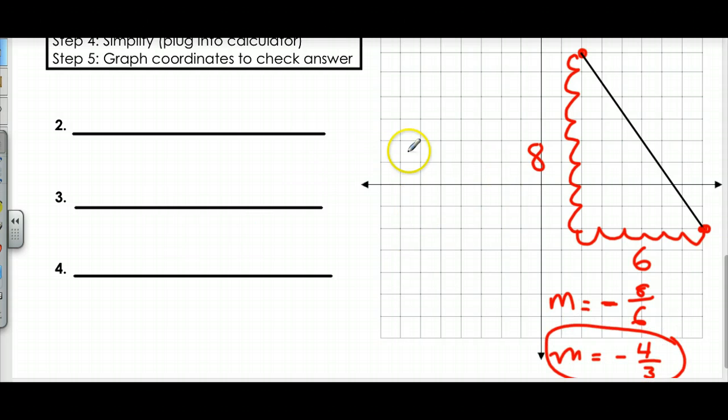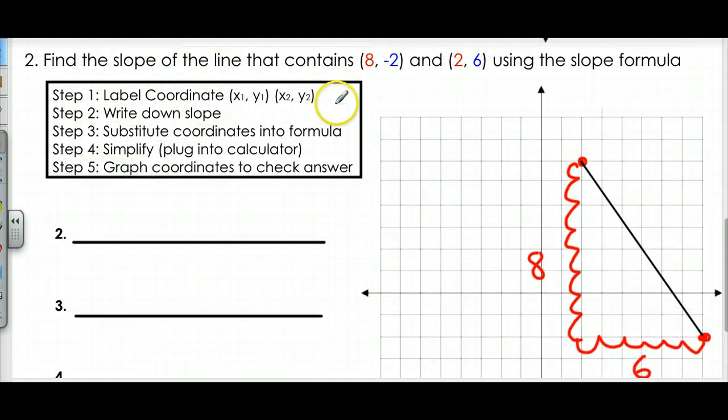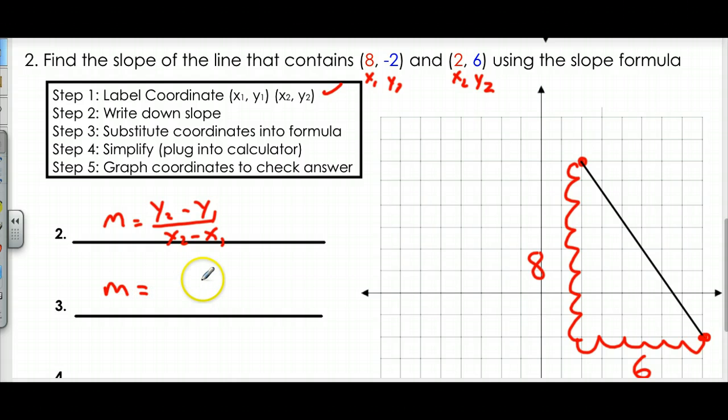All right, let's use the slope formula and see if we get a consistent answer. First thing to do is label the coordinates: x1, y1, first x, first y, second x, second y. Check. We're going to write down the slope formula. m equals y2 minus y1 over x2 minus x1. Substitute our values in. y2 is 6, y1 is negative 2, so don't forget to put the double negative in there. Minus negative 2. And then our x2 is 2, and our x1 is 8.